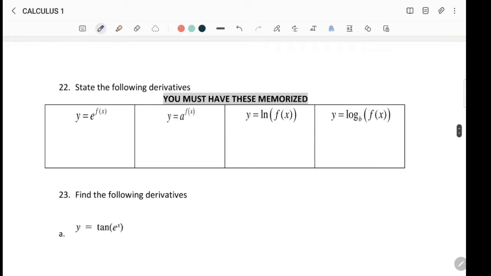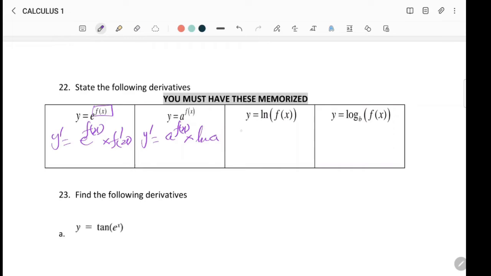Now we have stated the following derivatives. We need to memorize these as well. If y is e to the power f(x), y dash is e to the power f(x), and the chain rule says to differentiate the exponent, so times f dash x. If y is a to the power f(x), y dash is a to the power f(x), then times ln a.